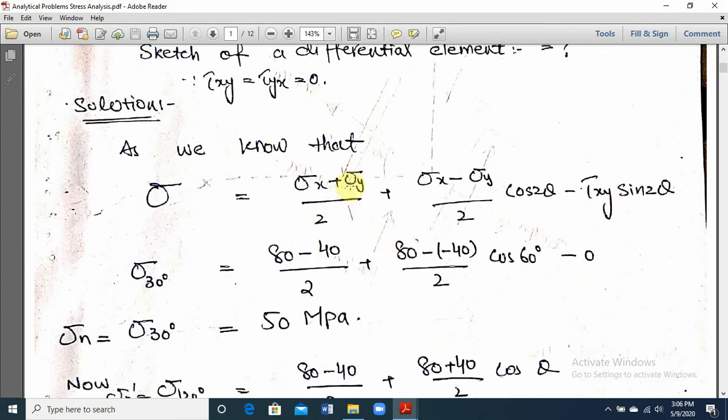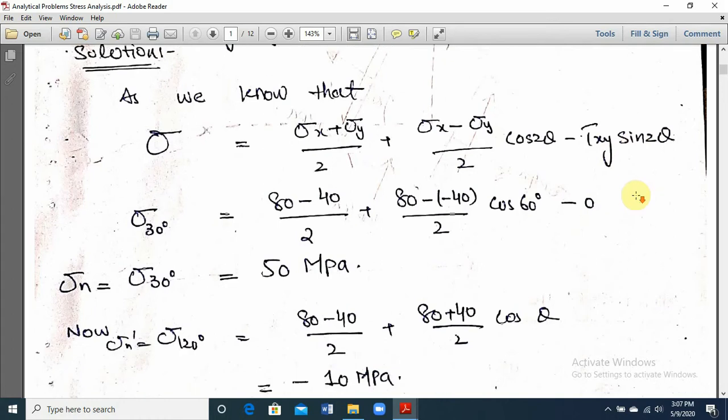Sigma x is 80, sigma y is minus 40, therefore 80 minus 40 divided by 2, plus sigma x minus sigma y, 80 minus minus 40, divided by 2. What will be the value of cos 2 theta? When you put 30, it will become 60, so cos 60 degree. Minus tau xy is what? 0. 0 multiplied by this will be 0. So sigma normal at 30 degree will be equal to 50 megapascal.